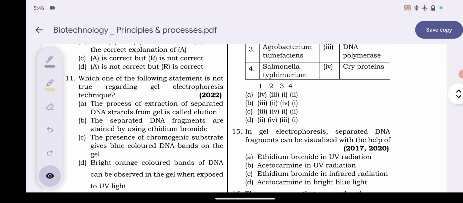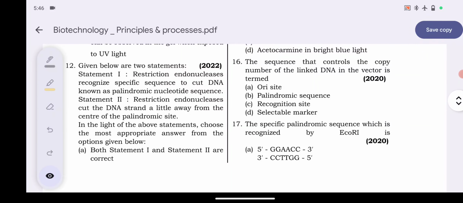Okay. Next one, question number 12. Two statements are given. You can see statement 1: restriction endonuclease recognizes a specific sequence to cut DNA, known as palindromic nucleotide sequence. This one is correct. Statement 2: restriction endonuclease cuts the DNA strand a little away from the center of the palindromic site. This one is also correct. So we can say option A is your answer.